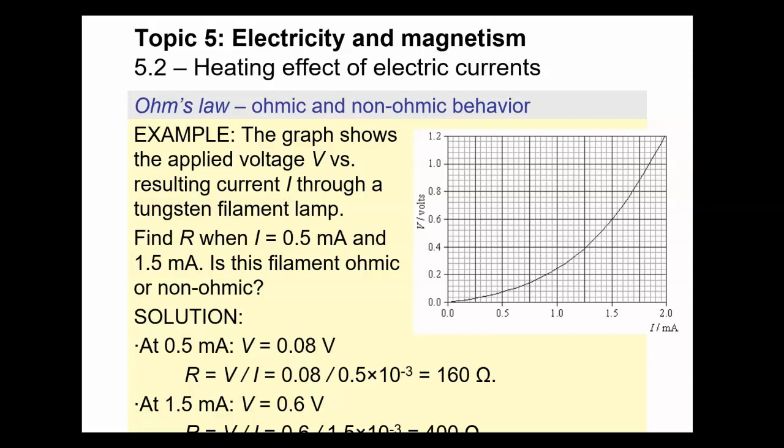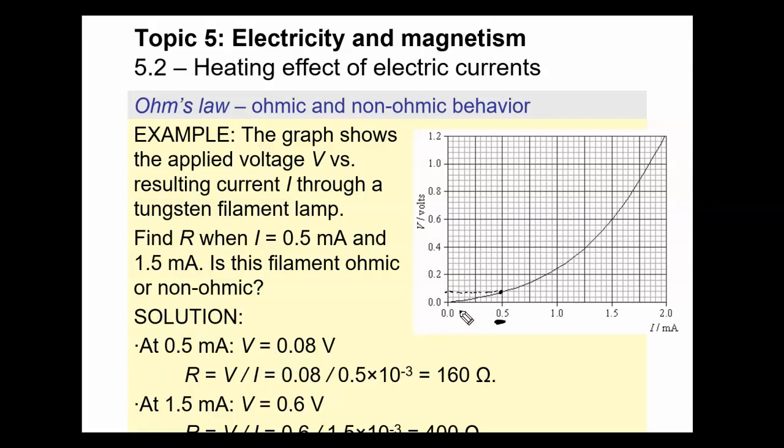Okay, so the first part of the question basically just requires you to know the definition of resistance. R is the potential difference across an object divided by the current flowing through that object. So if we want to find R when the current is 0.5 milliamps, all we need to do is go to the graph, find 0.5 milliamps right there, use the graph to find the voltage, and then divide. You can already see the solution here.